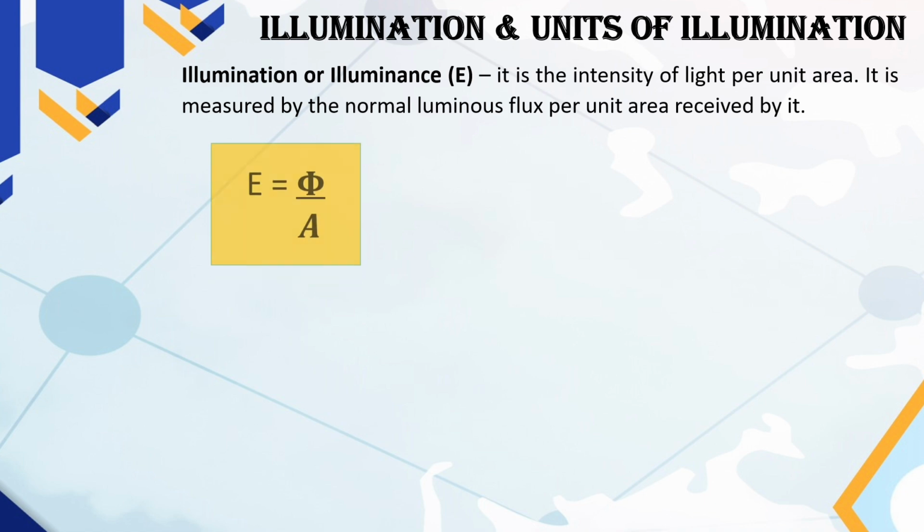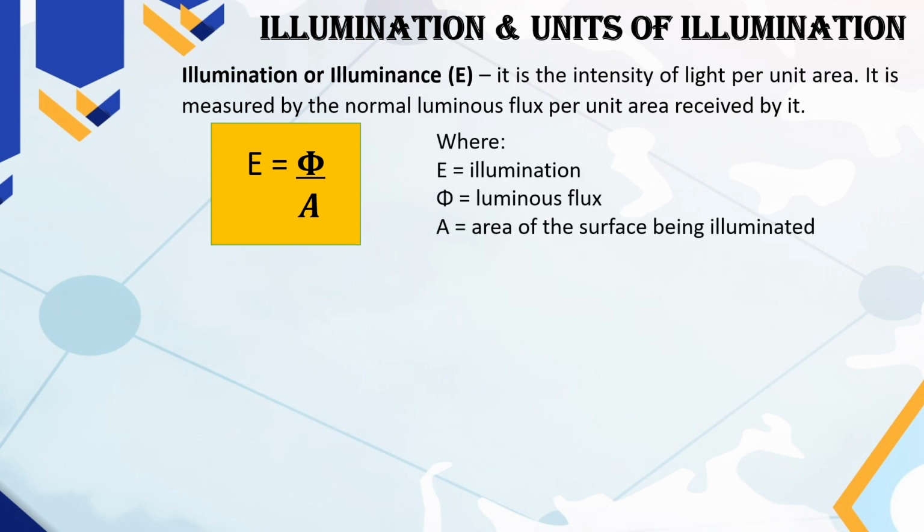So this is the formula: E is equal to Φ divided by A, where E is equal to illumination, Φ is equal to luminous flux, and A is equal to area of the surface being illuminated.